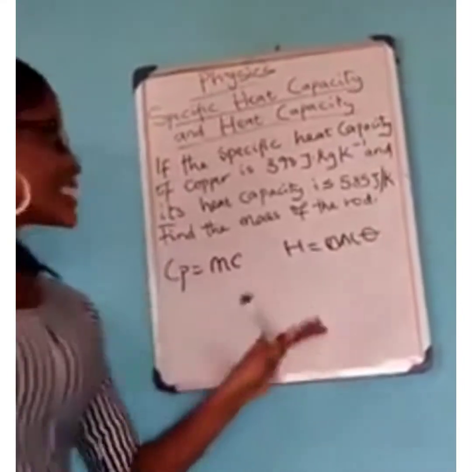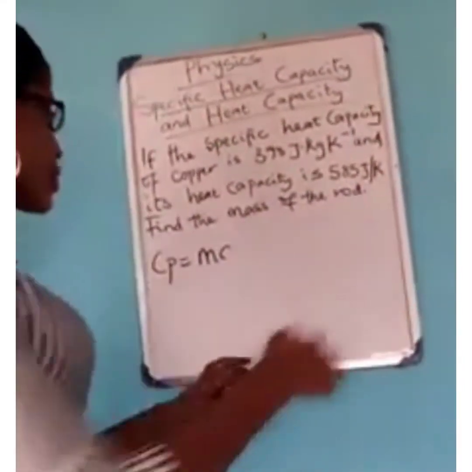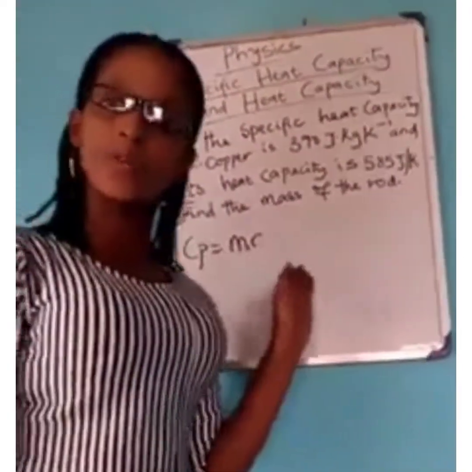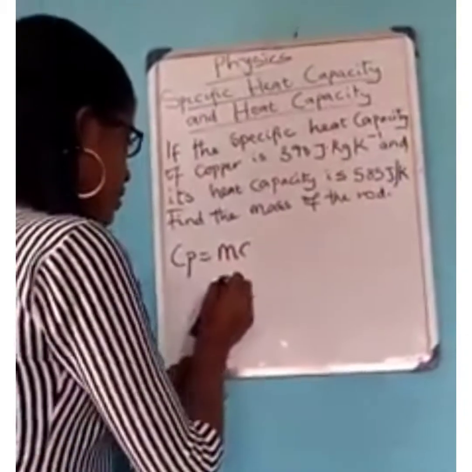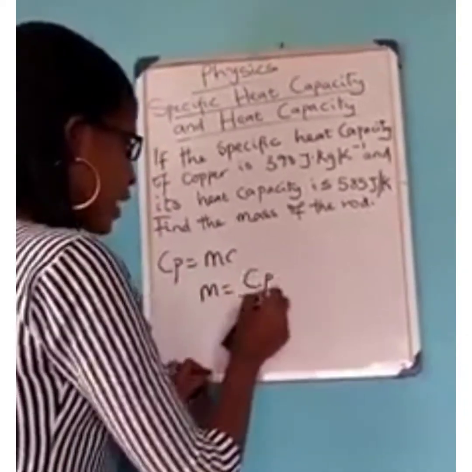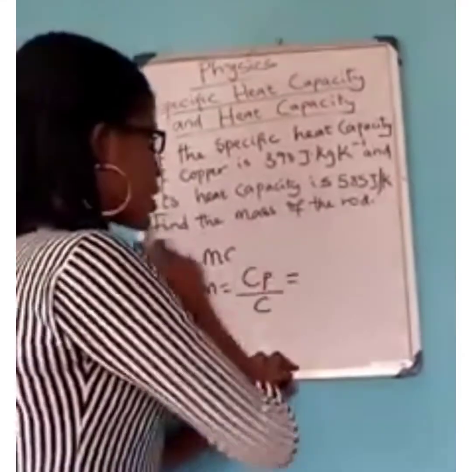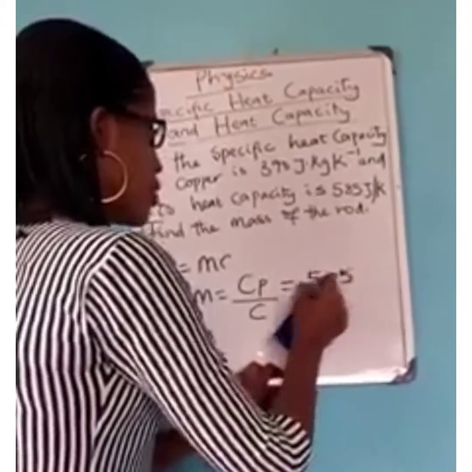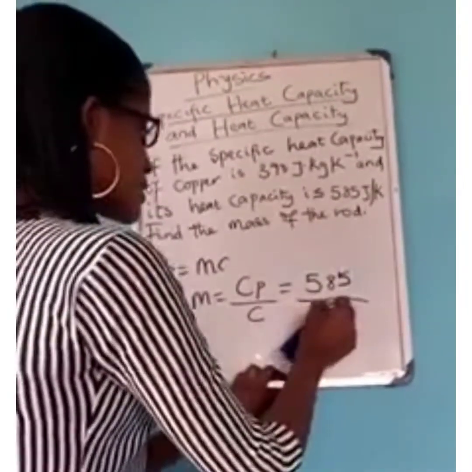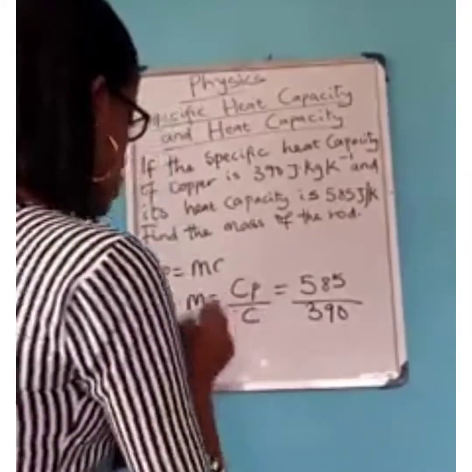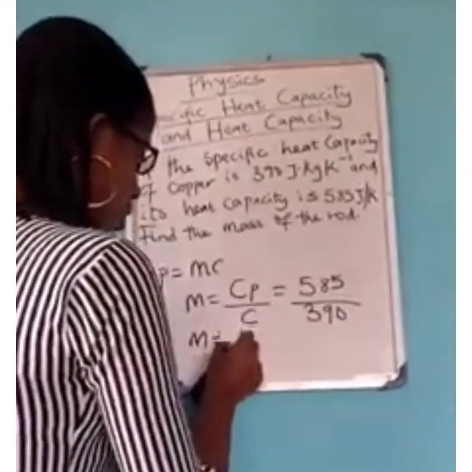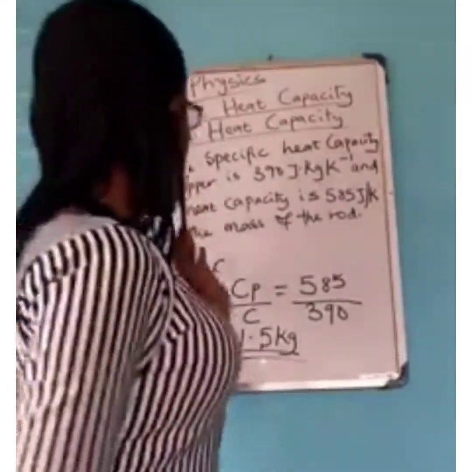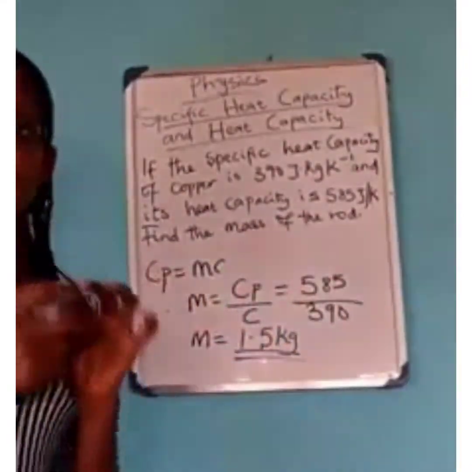So if you have this formula, you can see it is very easy. Since we have the specific capacity and we have the heat capacity, only to find what? The mass. So our mass from here will be Cp over C. Substituting into the equation, we have heat capacity as 585 over our specific capacity as 390. If we divide through, we are left with mass equal to 1.5 kilogram. So the mass of this copper rod is 1.5 kilogram.